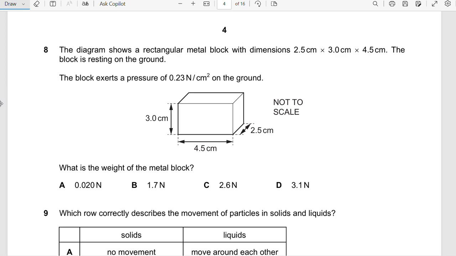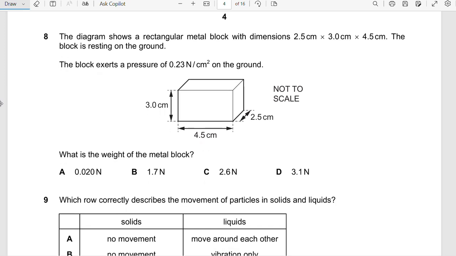Now, the diagram shows a rectangular metal block with dimensions 2.5, 3.0, and 4.5 centimeters. The block is resting on the ground. The block exerts a pressure. I have a pressure of 0.23 Newton per centimeter squared. What is the weight of the metal block? Let's remember, pressure equals force over area. So here it is the force of weight over area.